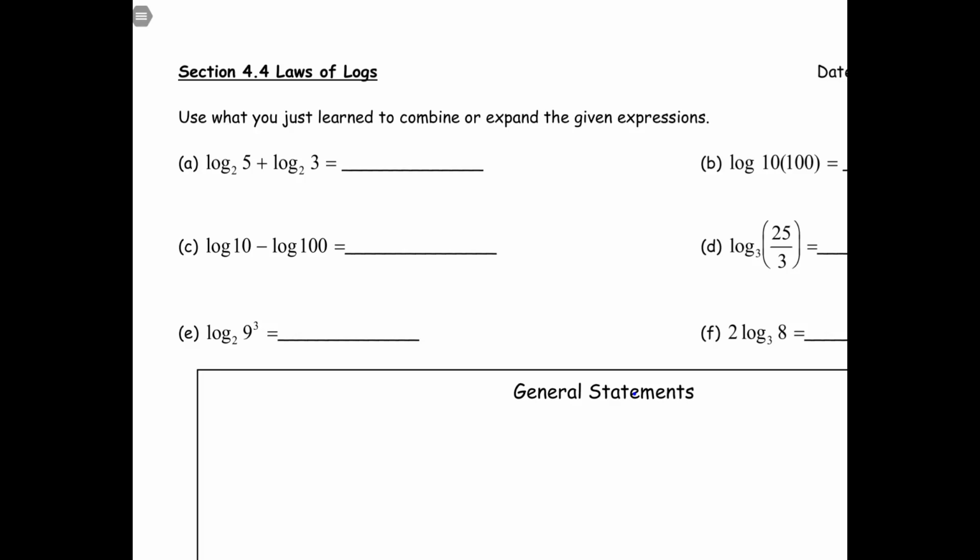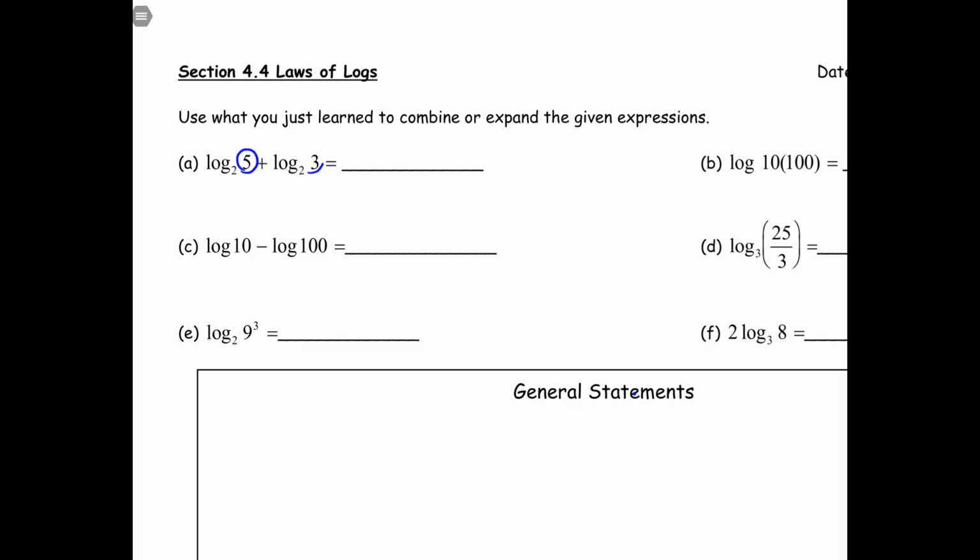So use what you just learned to combine or expand the given expressions. Obviously, if you have two logs that have been separated, you want to combine them into one, and then go the other way as well. If you have one log, you want to be able to expand it into two. Now we're not going to find the value of the log right now, we're just going to combine it into one single one. So looking at letter A, what would we do based off of what we just learned?